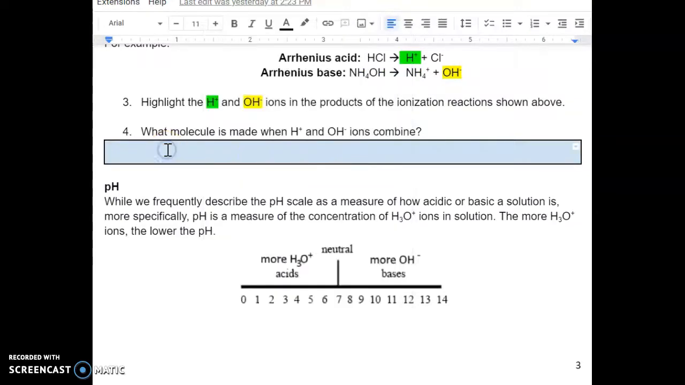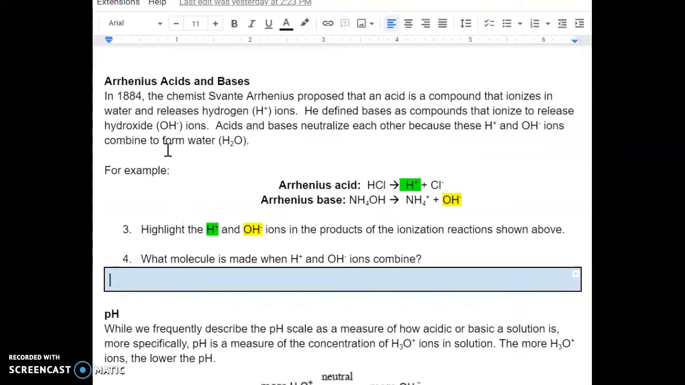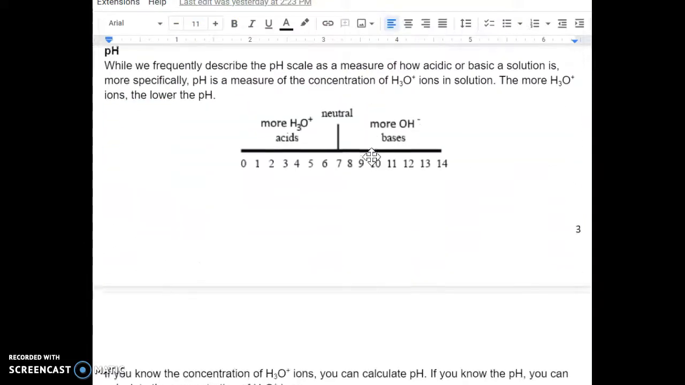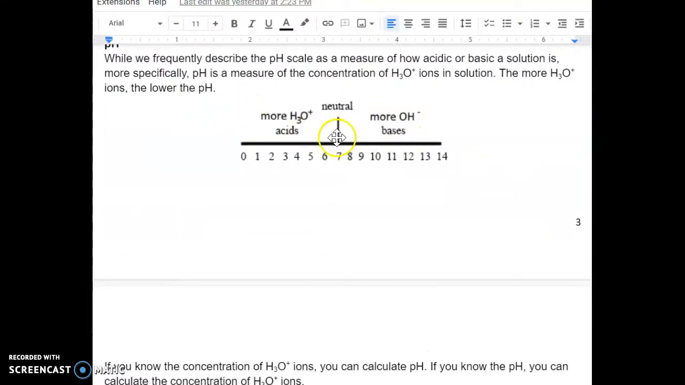Think about what happens when you combine H+ and OH- together. Those 3 atoms, what do they make? What molecule do those 3 make? And look up here for some hints as to what it might make as the product. Then we're going to look at our scale here.